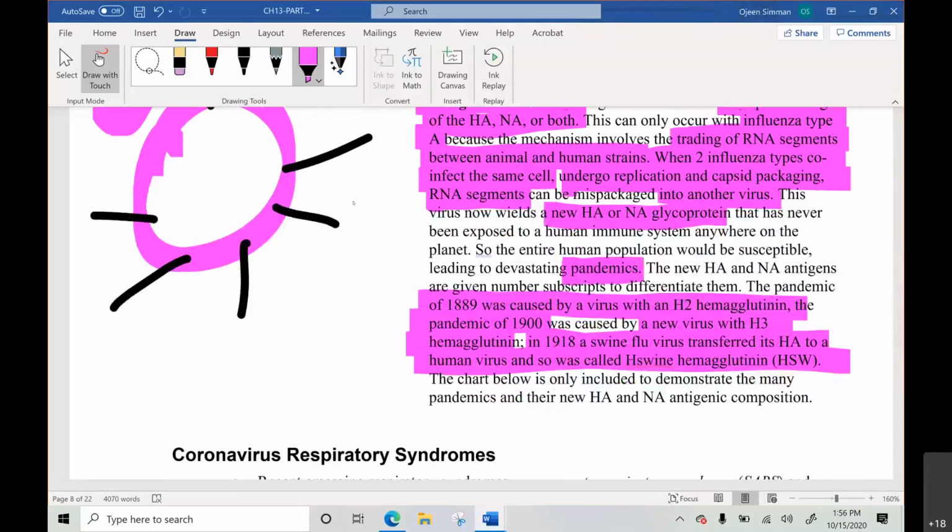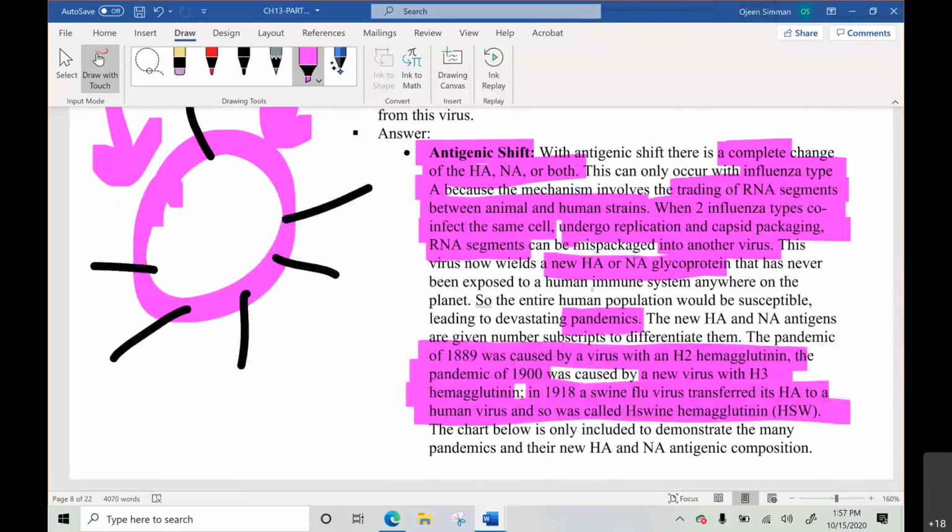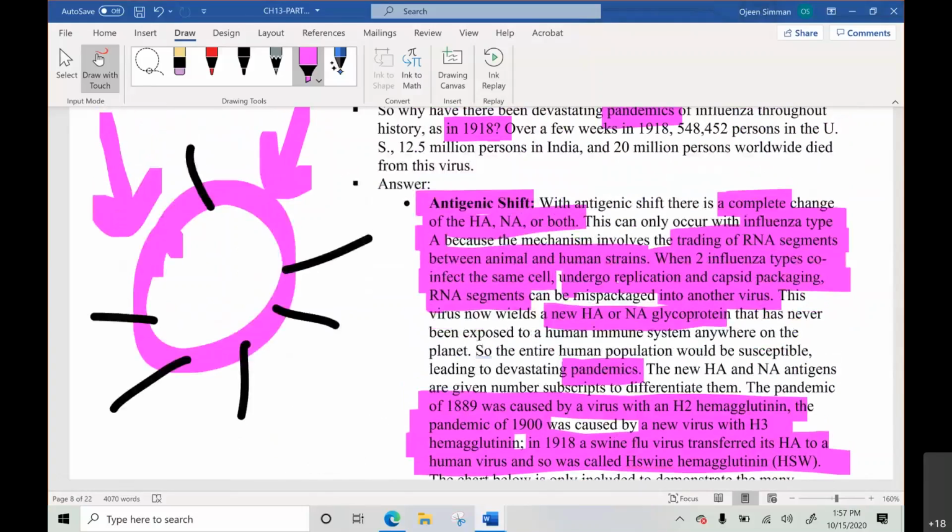So that is it about influenza. Any questions about influenza? This is very important to understanding how the current pandemic is happening. Any questions?